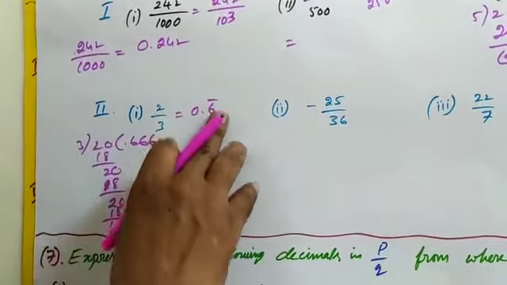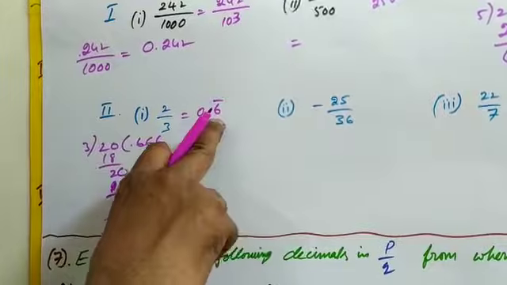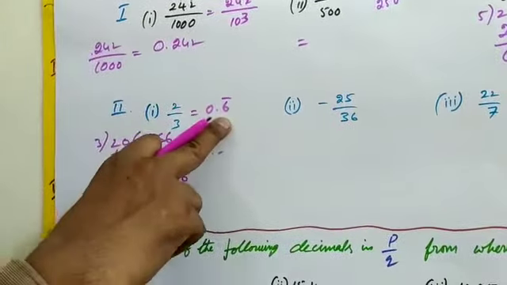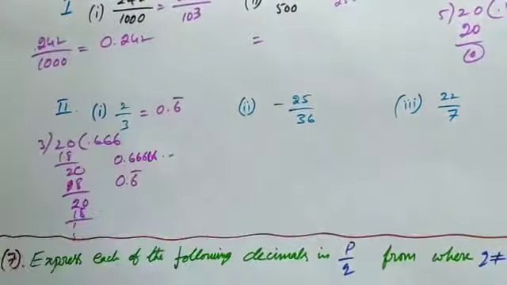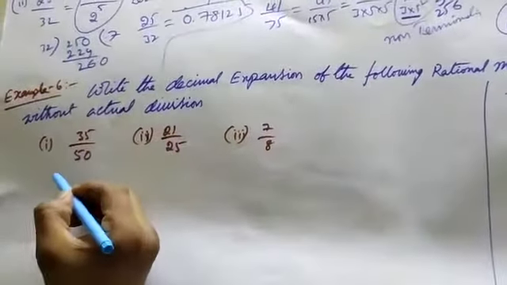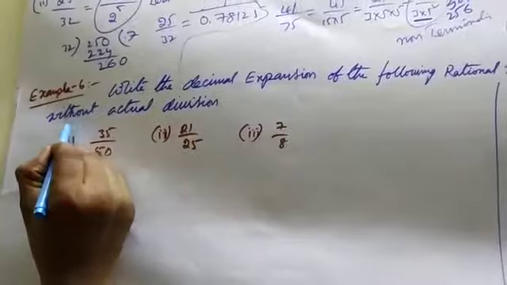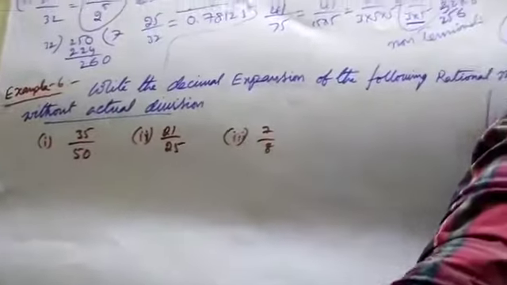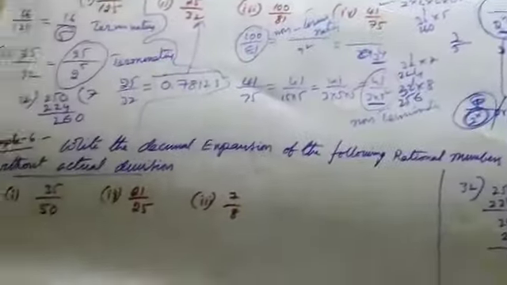What is the meaning of bar? Bar means only the 6 is repeated many times. How many times? So many times. That is like this. Write the decimal expansion of the following rational numbers without actual division. What is the meaning of without actual division? It means, see, like this.